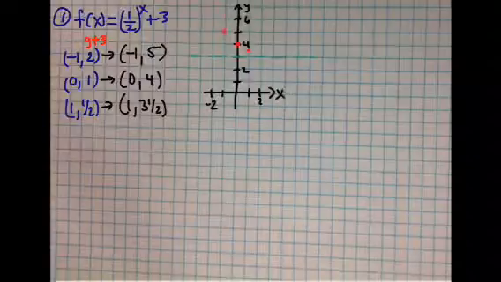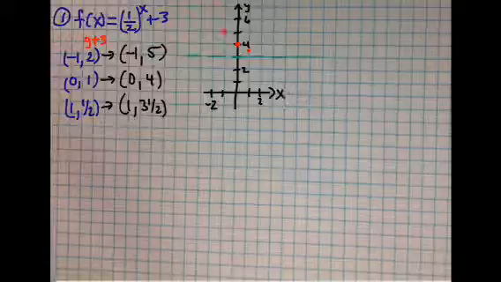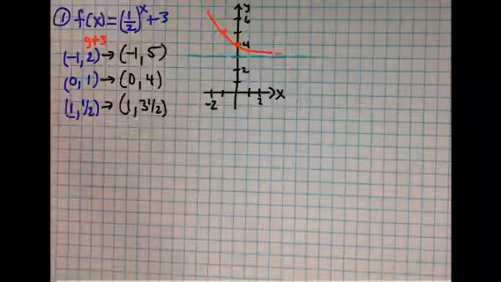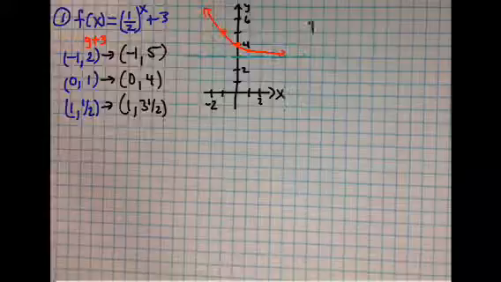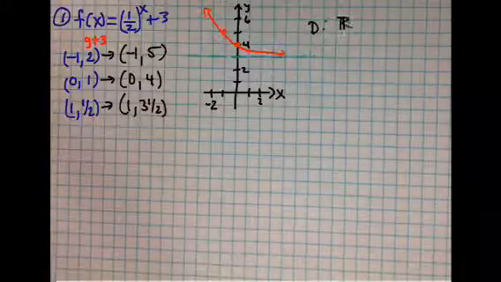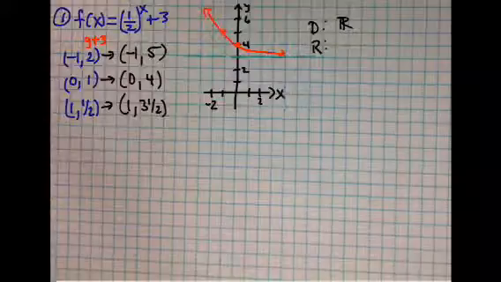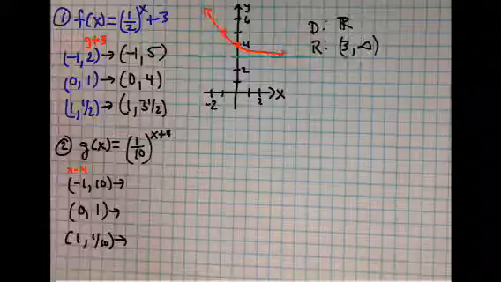So there are the 3 points, and then I just drew the horizontal asymptote at y equals 3. Now I'm going to connect the points, like that, and it gets closer and closer to the horizontal asymptote. The domain is all reals, and the range is all y's greater than 3, so I could write it in interval notation like this.